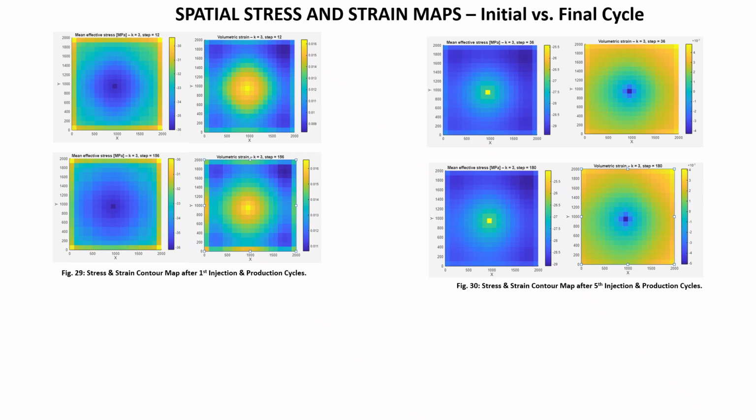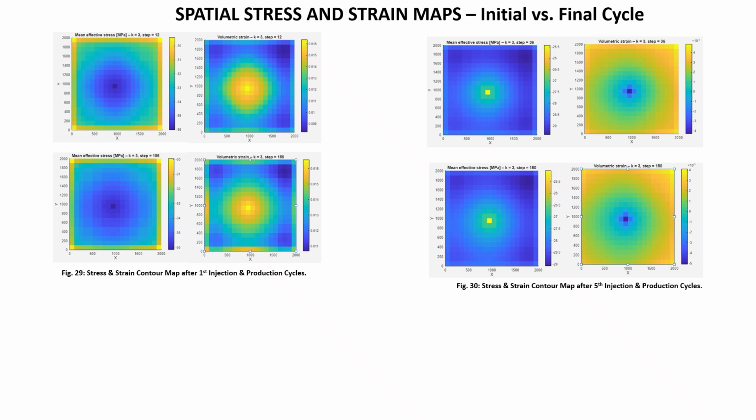And looking at the volumetric strain, this is your volumetric strain, the one on the right. I'm sorry, I think I messed it up. The figure on the left shows the first injection cycle, and the figure on the right shows the fifth injection and production cycle. Sorry about that. So the one on the top shows that these are your production, and these are your injections.